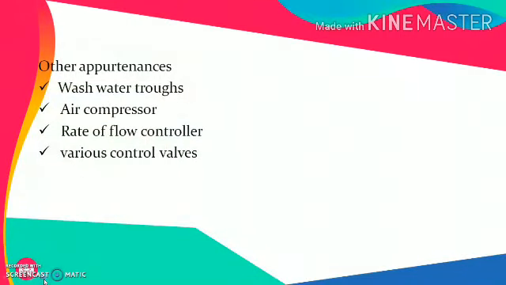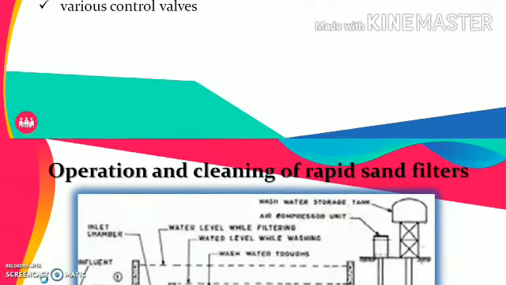The other appurtenances along with this are the wash water trough, air compressor, rate of flow controller and various control valves. These are essential for the appropriate operation and maintenance of the rapid sand filter.